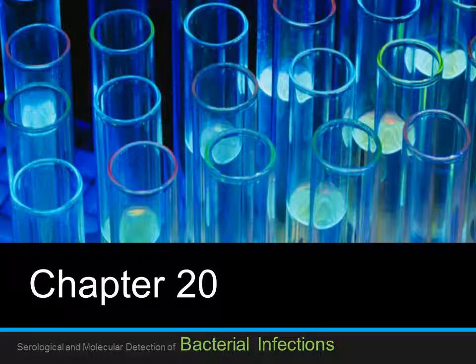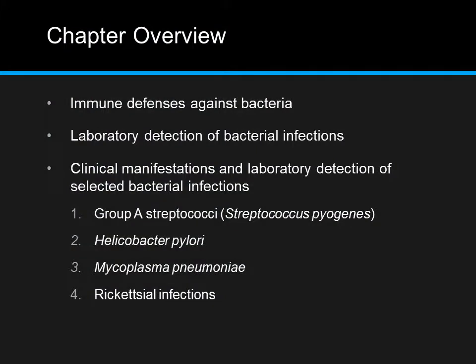In Chapter 20, we're going to look at the serological and molecular detection of bacterial infections. We'll start with looking at the immune defenses against bacteria, and you're going to see some review here, which is nice, and we'll mention the laboratory detection of bacterial infections, the clinical manifestations and lab detection of just a few specific bacterial infections, including group A strep, which is Streptococcus pyogenes, Helicobacter pylori, Mycoplasma pneumonia, and certain rickettsial infections.